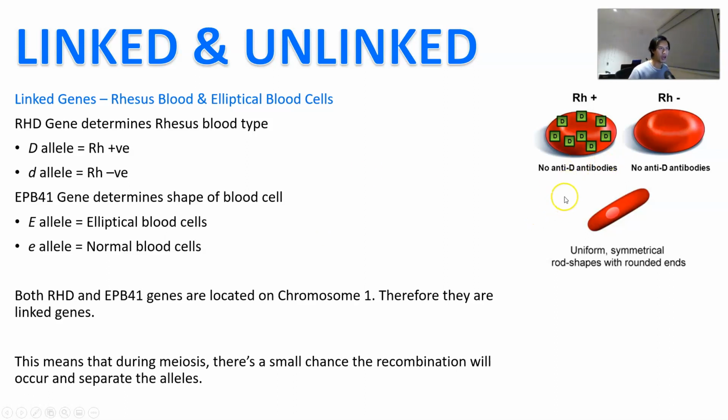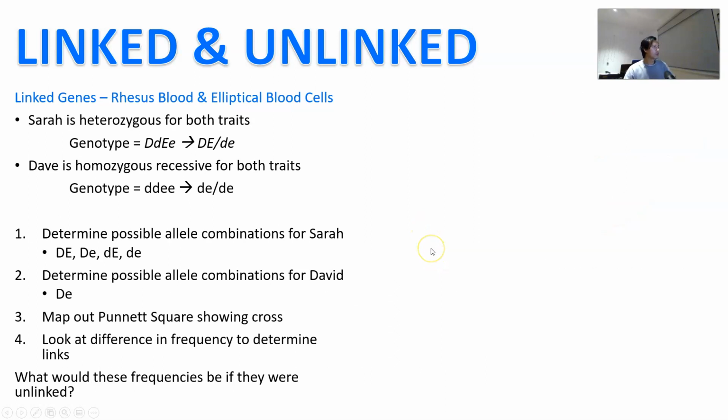And so this is just a diagram to show you what rhesus positive looks like, and rhesus negative has nothing. And then normal cells are uniform and symmetrical, whereas elliptical will have a bend in it. Okay. Now, how do we understand that?